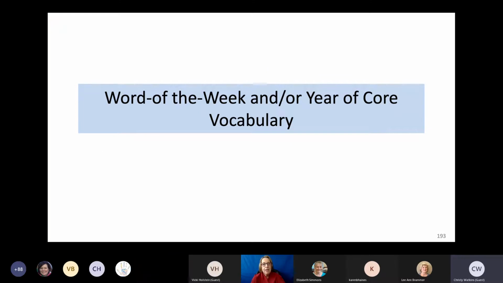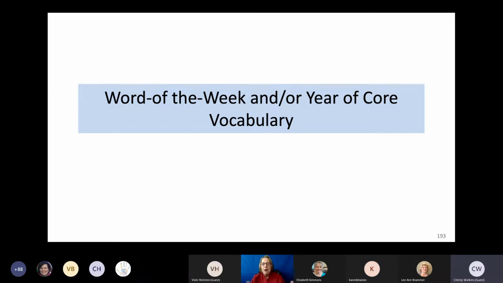So let's go into a little bit more deeply, word of the week or a year of core vocabulary. And I'll just stop here and ask a question. How many of you, and so Libby or Karen who are looking at the chat window, how many of you are using word of the week? Just type yes, I'm using, or yes, no, and I hope lots of yes, no's will fly across that chat window. If you or your teachers are doing word of the week or a year of core vocabulary. We've got a number of yeses, so about half and half, yes, no. All right, good. So that gives me a sense there.